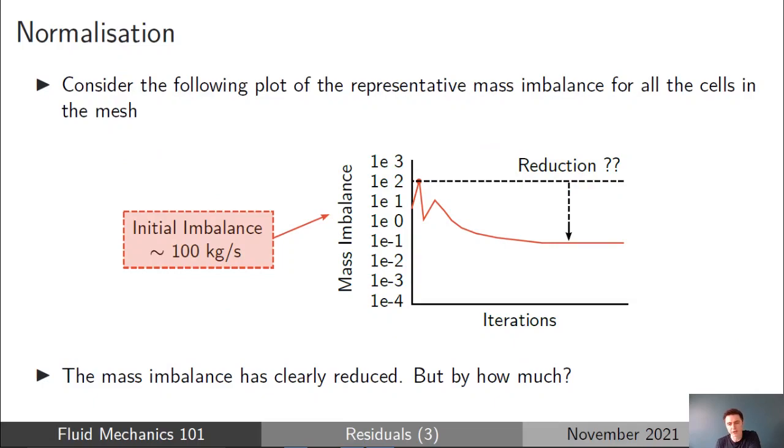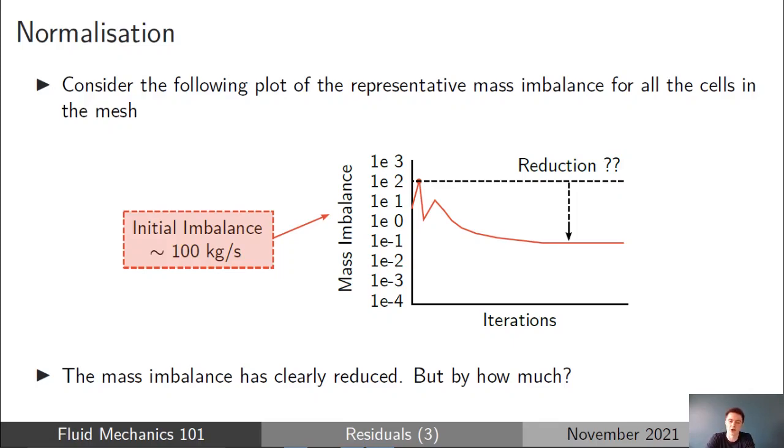Well, actually what we're interested in, even just thinking about that graph there, is that we're reducing from 100 kilograms per second to 0.1 kilograms per second. Actually, what we're interested in is how much that mass imbalance has reduced, because we can't, as we've discussed before, divide that mass imbalance by the mass flux through the domain, because we don't know what it is. We could have a lid-driven cavity flow, natural convection, for example, and so we don't have a value that we can scale by.